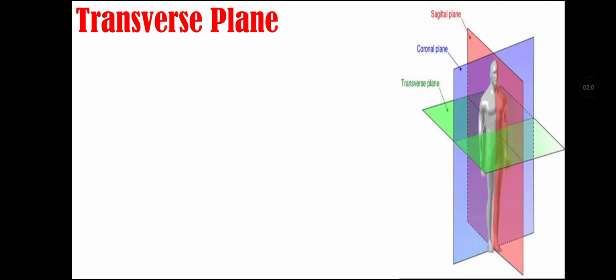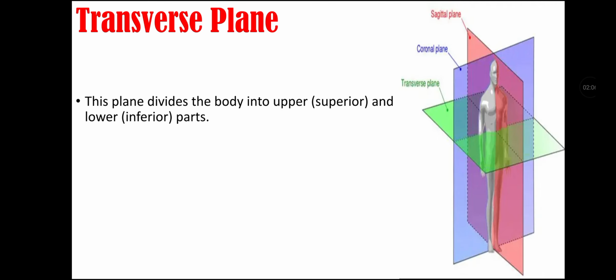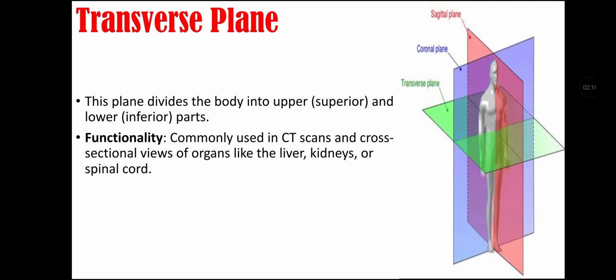Third plane is transverse plane. Here in diagram you can see the green color plane is transverse plane. This plane divides the body into upper and lower parts. The plane that divides the body into superior and inferior parts is called transverse plane.